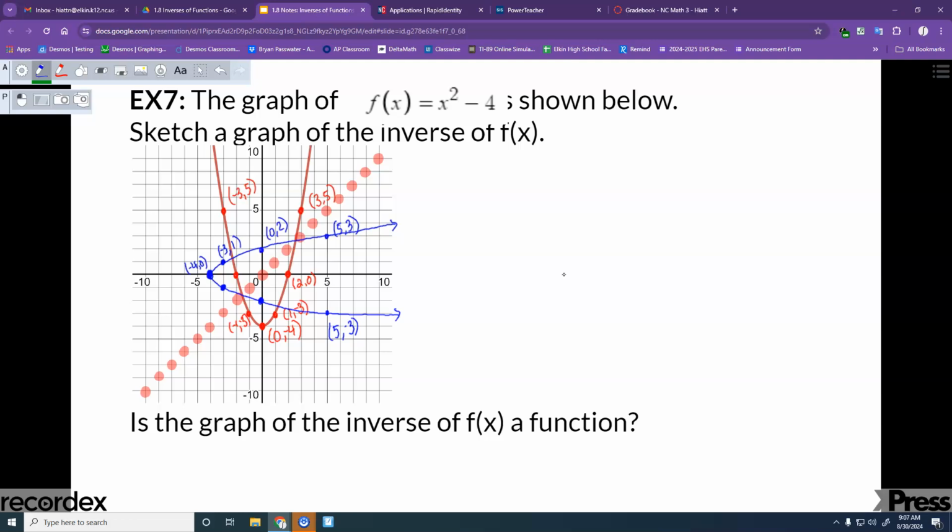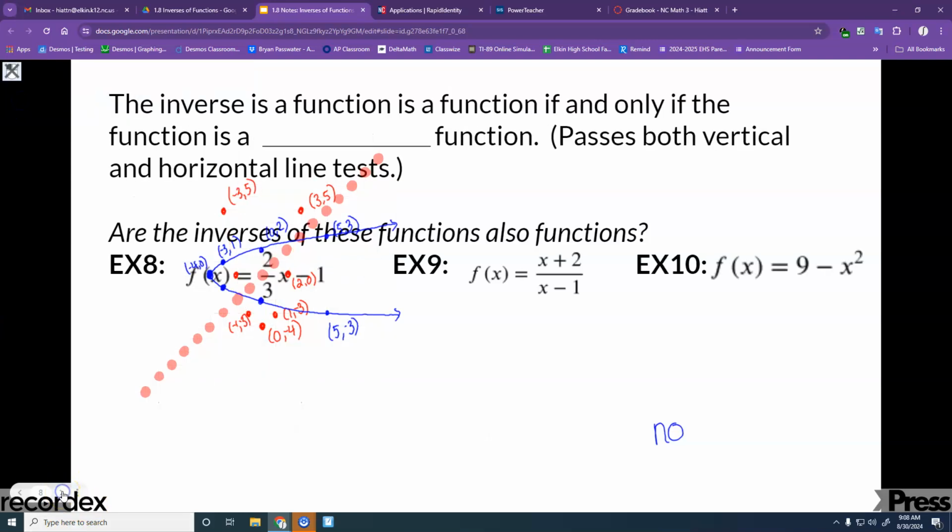All right, so is the graph of the inverse a function? No, it is not. Okay. Was the red graph a function? Sure about that? The red graph, the original parabola we got here, does it pass the vertical line test? Yes, it does. So the red was a function, but the inverse was not a function, right? So that is something we're going to talk about more here in a second. All right, questions here? All right.